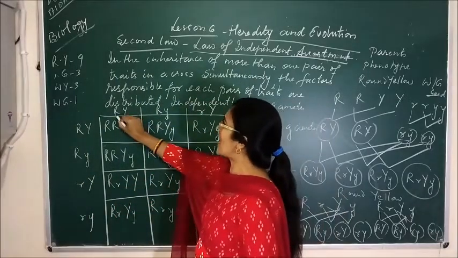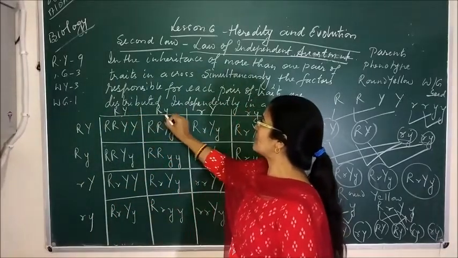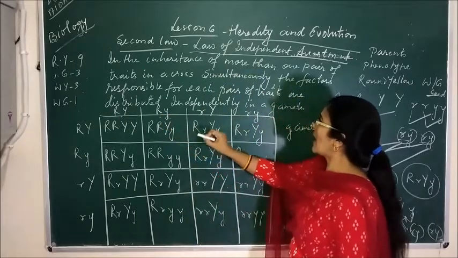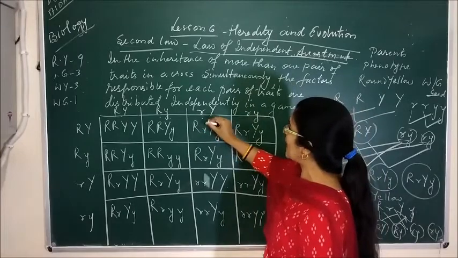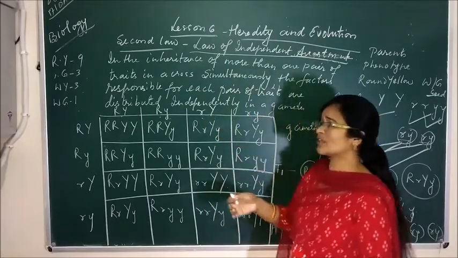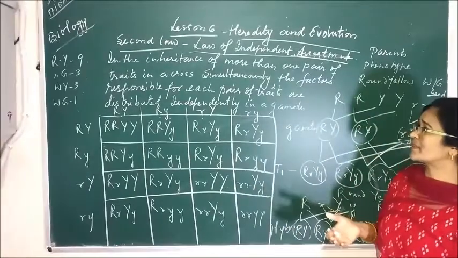So here RY means round yellow, RY here means round and wrinkled seeds, and here wrinkled yellow as well as wrinkled green. So these are all the representations of how the characters are represented.